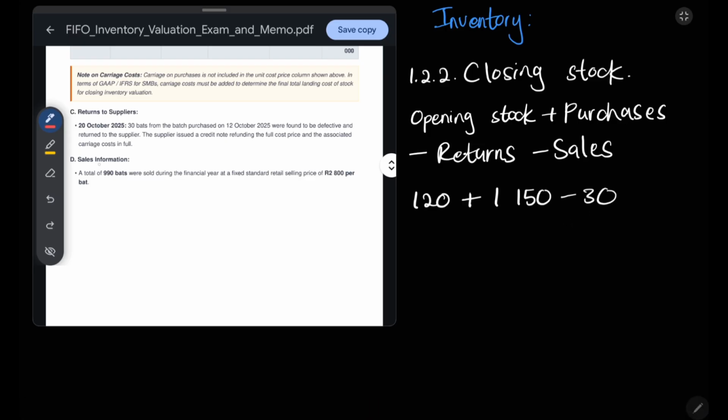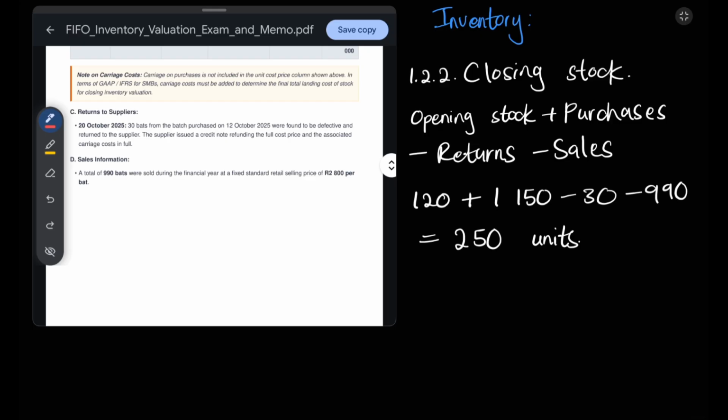What are we left with? We have sales. From our sales information, we have 990 beds that were sold. So let's subtract that 990. We'll say 120 plus 1,150 minus 30 minus 990, and you should get 250 units. You've been calculating the units. You don't know the money yet.